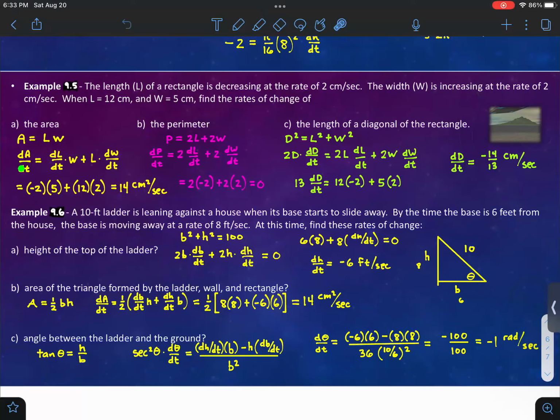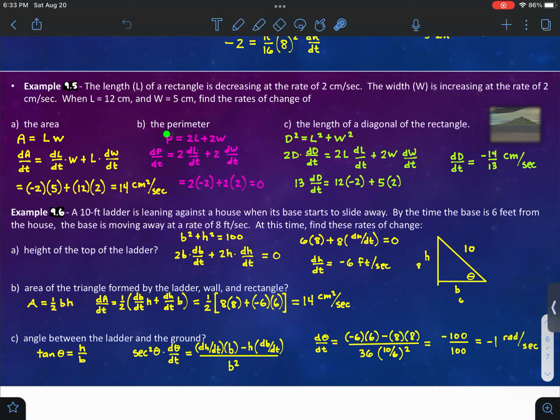Derivative of A is dA/dt. Derivative of L times W plus derivative of W times L. I'm using product rule there. And dA/dt, that's what we want to find. Everything else here we can plug in. Rate of change of length, make sure you make it a -2. Width at this moment is 5, length is 12, dW/dt, +2. Units have to be centimeters squared per second.